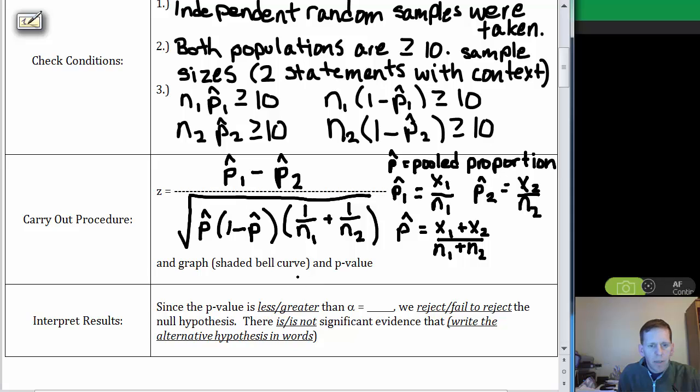So an example down here I'll use is if p hat 1 is equal to the fraction 5/10 and p hat 2 is also equal to the fraction 5/10, p hat is what you get when you add the numerators, 5 and 5, and the denominators, 10 and 10.